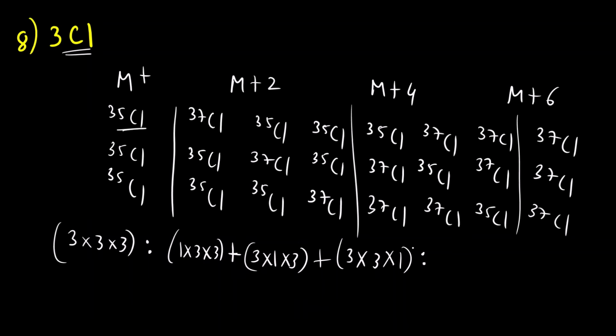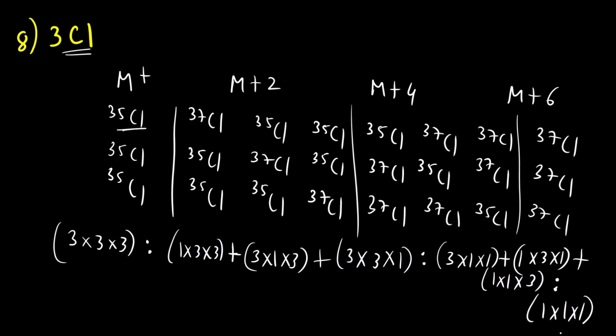Now M plus 4. M plus 4 means again we will find out the ratio. 35, 37, 37, that is 3 into 1 into 1, plus 37, 35, 37, that is 1 into 3 into 1, plus 37, 37, 35, 1 into 1 into 3. Okay, ratio, line means ratio. All are 37, so 1 into 1 into 1.